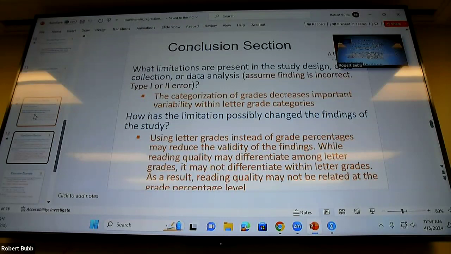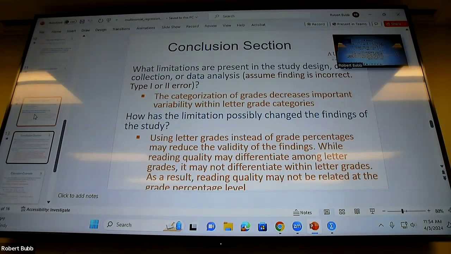All right, so categorization of grades decreases important variability within letter grade categories. What we're saying here is restriction of range, right? So that's a limitation of the study. If I'm going to say it's a limitation, I have to articulate why it would change my finding. So using letter grades instead of grade percentages may reduce the validity of the findings, while reading quality may differentiate among letter grades, it may not differentiate within letter grades. As a result, reading quality may not be related to grade percentage level.